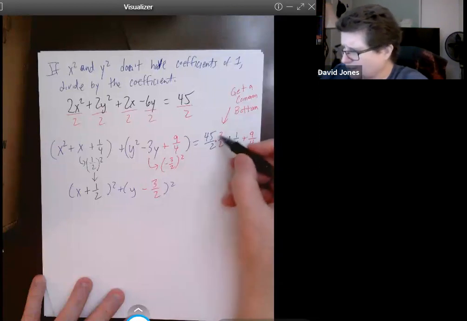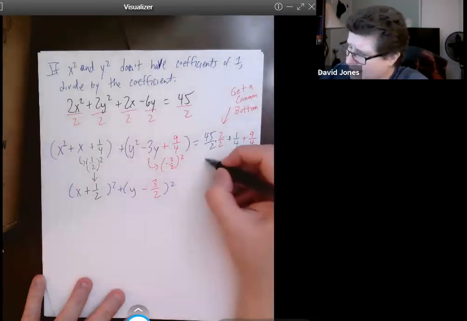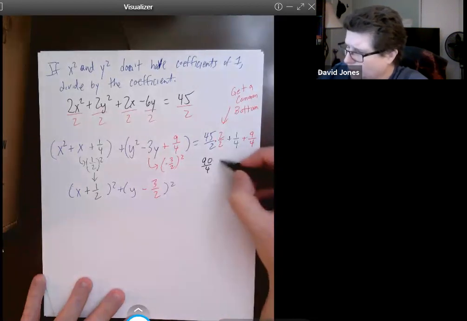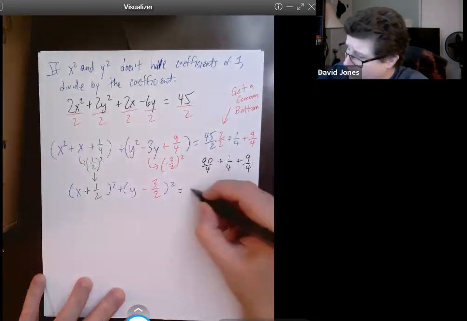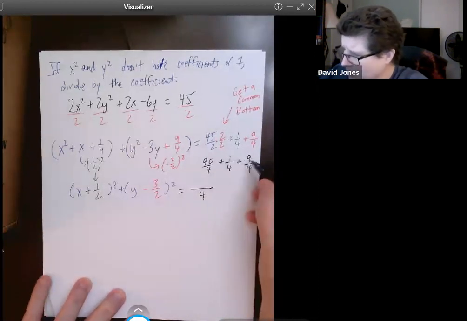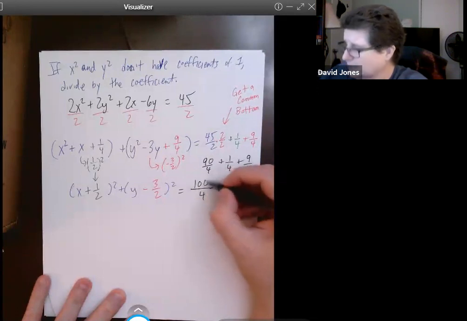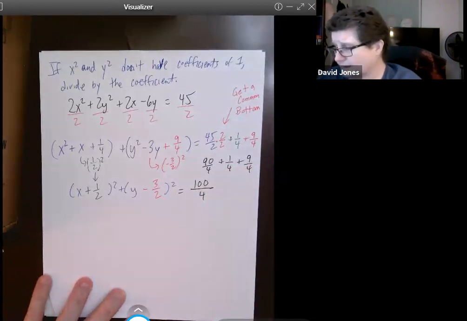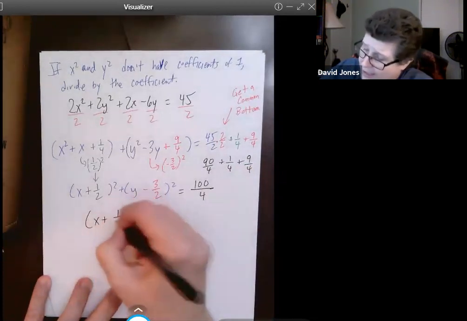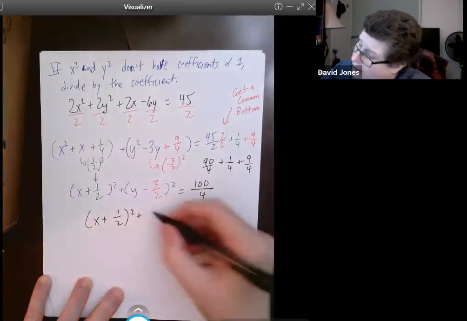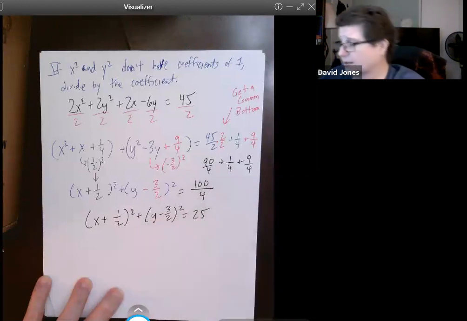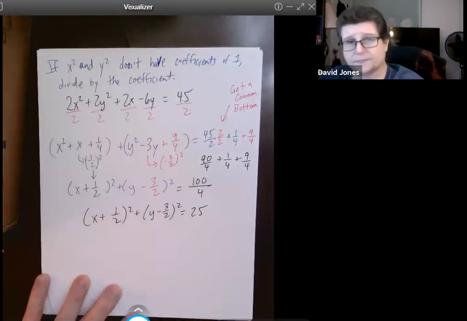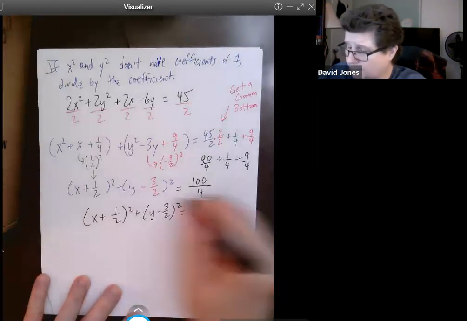So what do I have here? 45 times 2 is 90. 90 over 4 plus 1 over 4 plus 9 over 4. The denominator is 4, and we add the numerators. 90 plus 1 plus 9 is 100, which is 25, right? 100 divided by 4 is 25. x plus 1/2 squared plus y minus 3/2 squared equals 25. Bam.